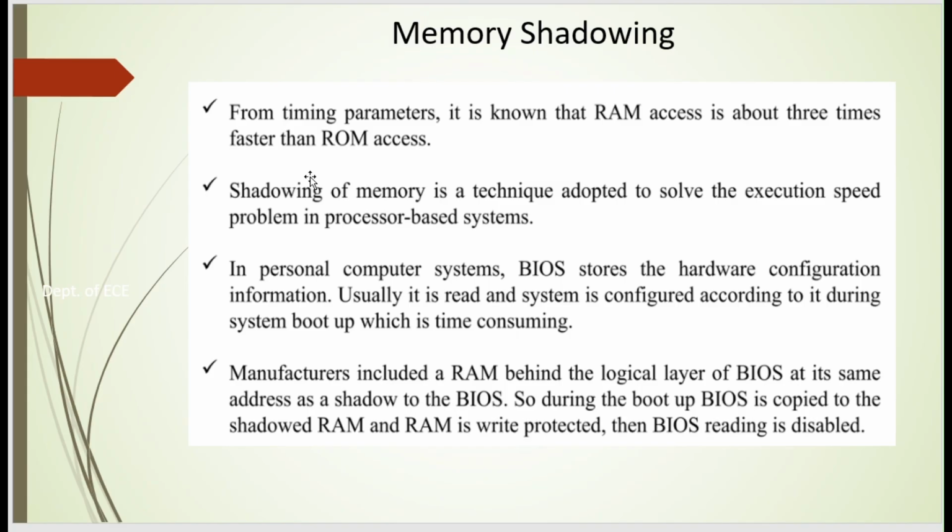Next, we'll discuss memory shadowing. Memory shadowing is a technique adopted to solve the execution speed problem. Sometimes there is delay in the processor that we use. Therefore, the concept of memory shadowing comes into picture. In this, the RAM access is about 3 times faster than the ROM access.